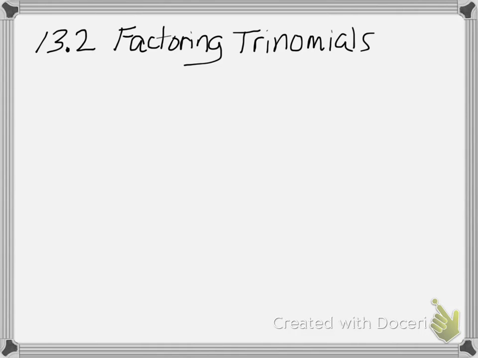The next section is 3.2, which is factoring trinomials. So a trinomial looks like this. This is the form it comes in. It'll have an x squared, then it will have some number, and for right now we'll call it b, and that number will have the variable x, and then at the end it will have what's called a constant, c.